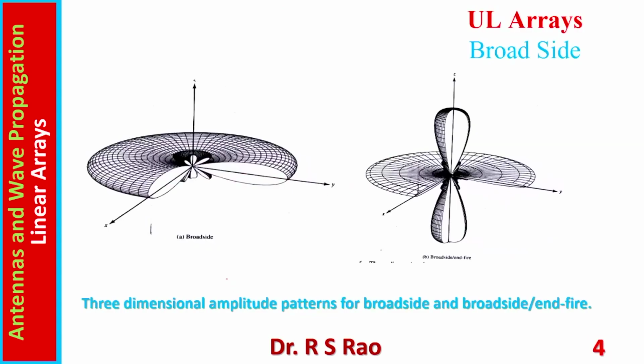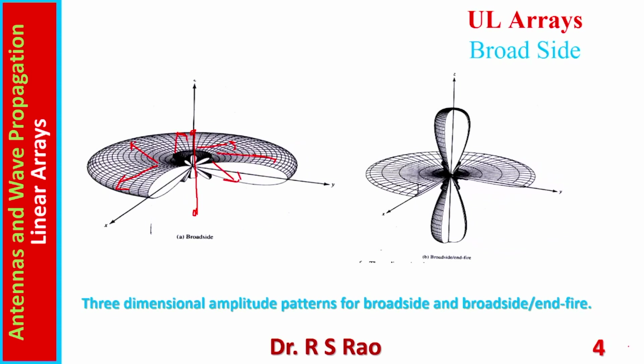Here are shown patterns of broadside arrays. So here is an array along the z-axis. Notice radiation is maximum in the plane normal to the array, like this. This is the plane normal to the array. So here it is maximum.